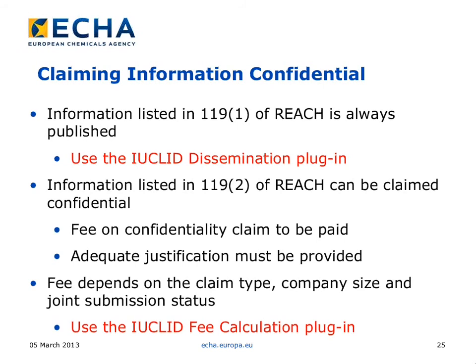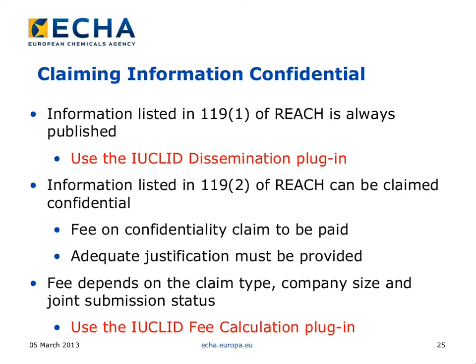At the end, some more words about the confidentiality claim requests some of you may have. Information listed in Article 119.1 of the REACH regulation is always published. In order to understand which information from your registration will be published on ECHA's website, we advise you to use the Euclid dissemination plugin.